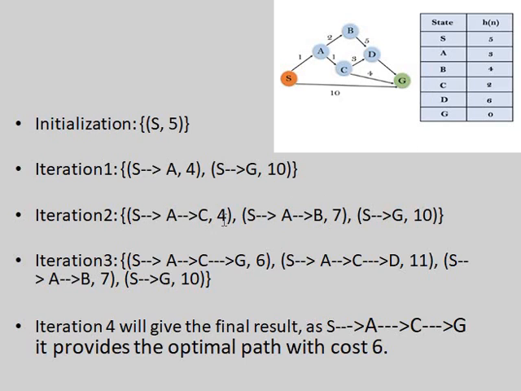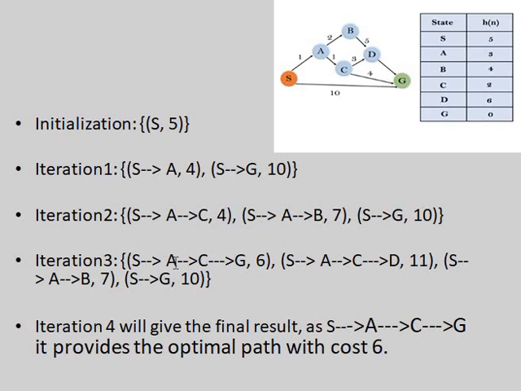In the next iteration, again compare and pick the lesser f(n) value. Of these, for the path S to A to C the f(n) is less, that is 4. So find out the successors of node C. The successors of node C are node D and node G. Again find out the f(n) for the path S to A to C to D, and second, S to A to C to G.